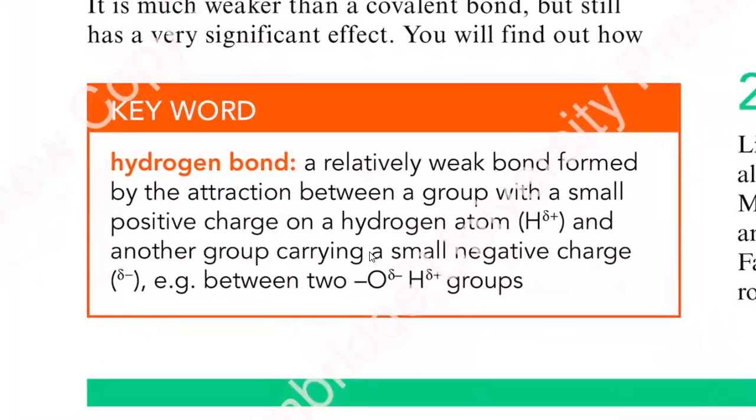a relatively weak bond that has been formed by the attraction between a group with a small positive charge on the hydrogen atom and another group carrying a small negative charge, and that can be any group. For example, it can be an oxygen atom, it can be between two OH groups, or it can be between nitrogen and hydrogen, it can be between any electronegative atom and a positive atom. But the positive atom must always be hydrogen, which is why we call them hydrogen bonds. Is the concept of hydrogen bond understood?